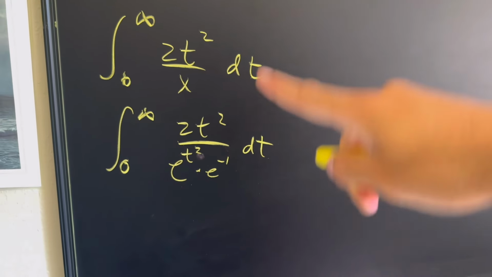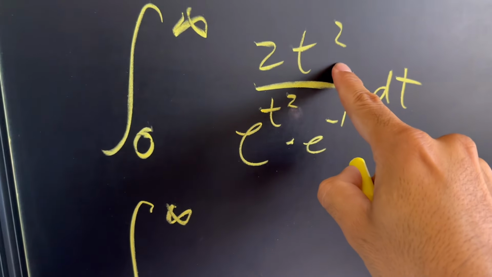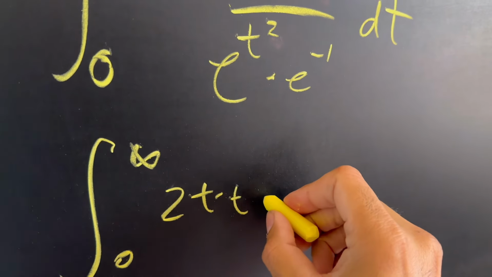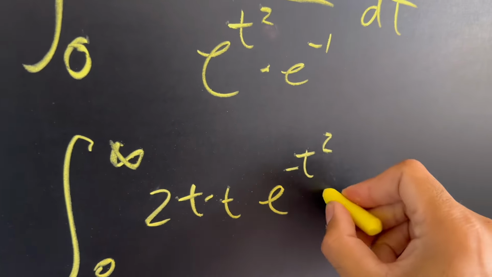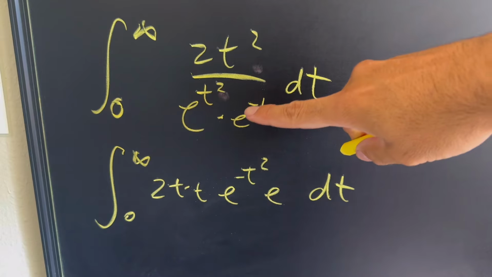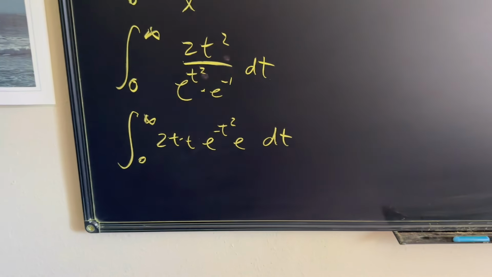Okay, let's go ahead and bring this on the top, guys, and we're going to do one other thing. I'm going to rewrite this as 2t times t, and then e to the negative t squared and then e to the 1 dt. So what I did is I used properties of exponents to bring this to the top and bring that to the top, changing my exponents there.